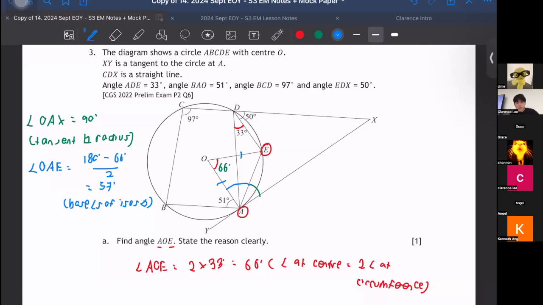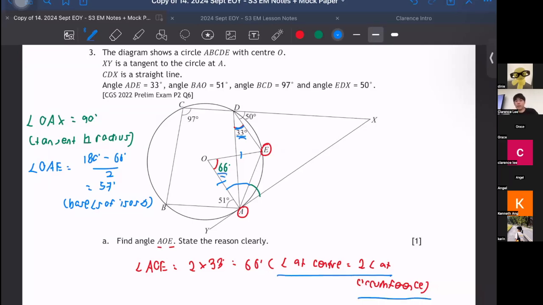Okay? No, because that's not an E-Math. Yeah. Okay, so E-Math, you cannot use that. So take note. Why did I multiply 33 by 2? Because this is my angle at my circumference, 33. This is my angle at center. So based on my property, angle at center equals 2 times angle at circumference, you multiply by 2.